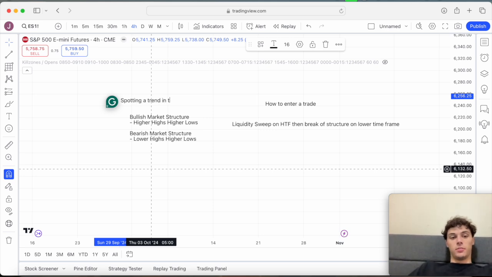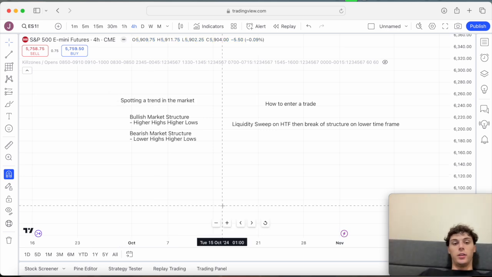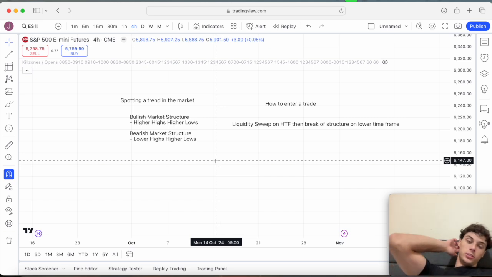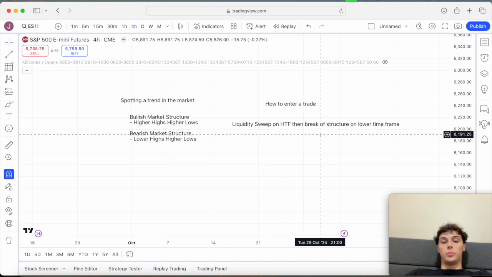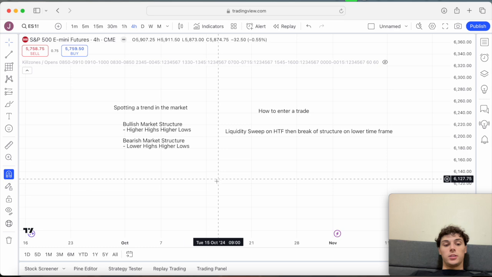And this also signifies a trend. Spotting a trend in the market. That's all it's doing, just spotting a trend in the market, and it just shows if it's bullish or bearish. And with that, I'm going to show you how to enter a trade: liquidity sweep on a high time frame, then break of structure on a lower time frame. So let's get right into it.